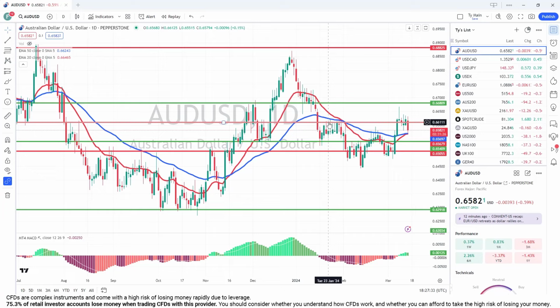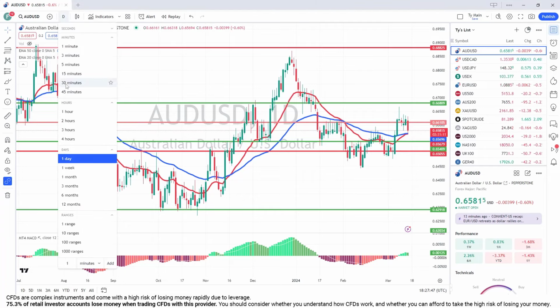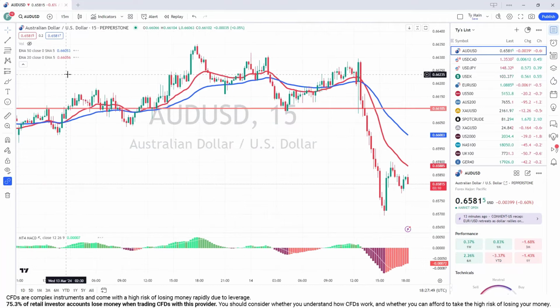So no real surprises here that it actually found a little bit of support. It's kicked off a little bit now just towards the end here, but again, it's one of those ones where you could really see it coming because it was struggling through this area, and obviously take profit would have been hit.